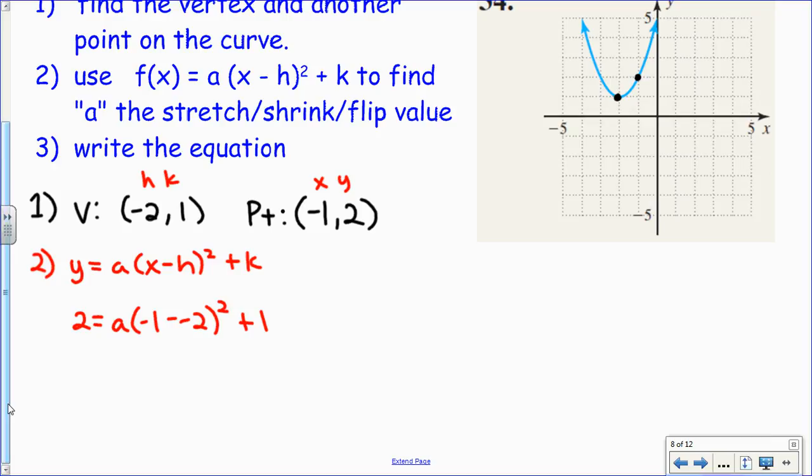Now this one might be obvious, that you can tell the pattern hasn't changed from the parent function and A is going to be 1. But the one we're going to do next, we'll have to find A. So we'll practice it now. Okay, so this ends up giving me 1 squared, which is 1. A times 1 is just A. Subtract 1, and 1 equals A.